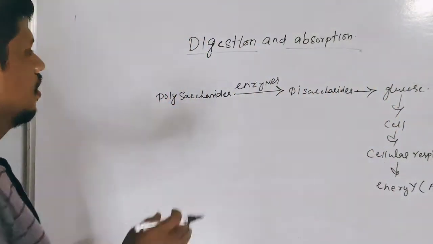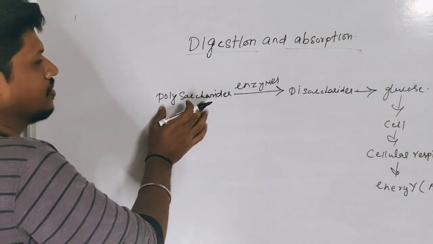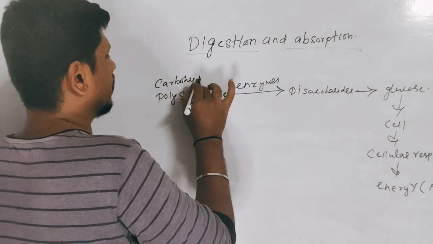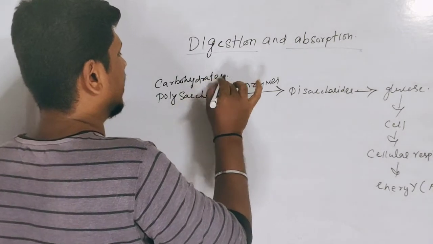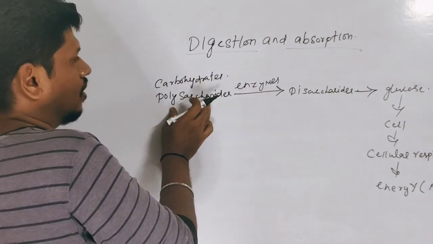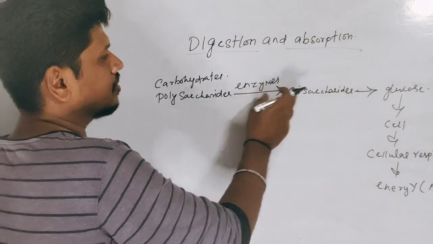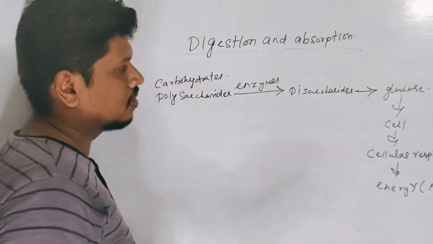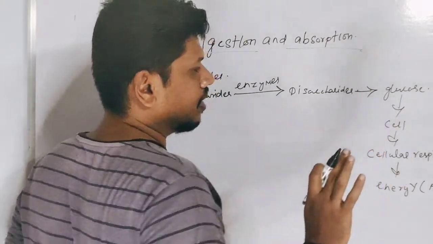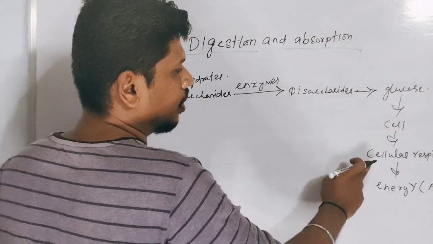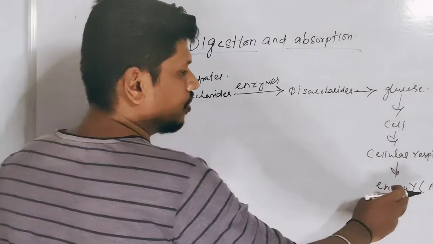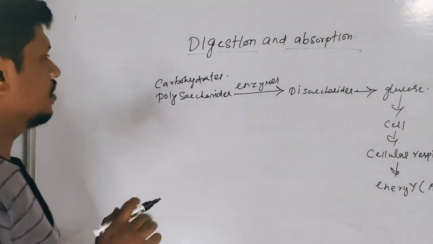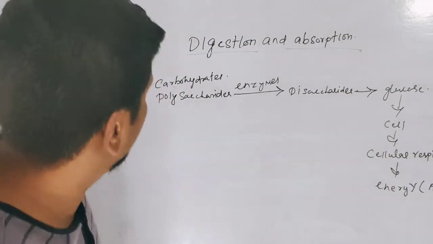I repeat, polysaccharide is one of the carbohydrates. After enzymatic activities, it is converted into disaccharides, then finally into glucose. This glucose is present in the cells. Then after cellular respiration, we get energy in the form of ATP. Just remember. Clear?